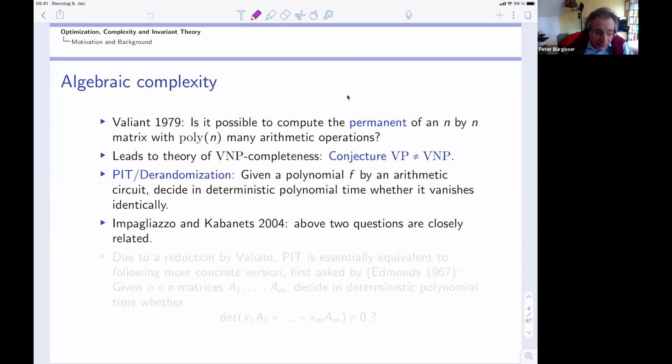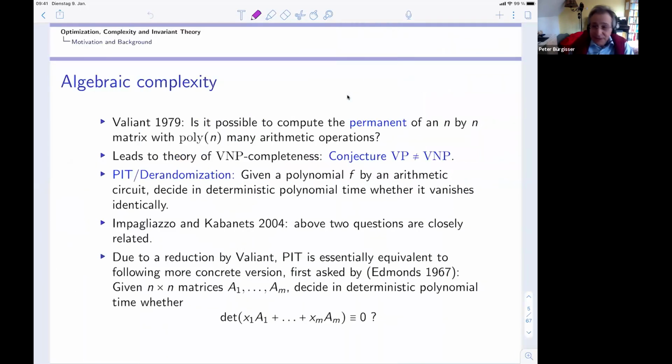This polynomial identity testing question can be phrased in a much more concrete way as follows. This is sometimes called the symbolic determinant identity test. You are given n by n matrices A1 up to Am. Then I form a formal linear combination with variables xi, and I ask whether the resulting symbolic matrix is the zero matrix or not. You may also think of a matrix where the entries are linear forms in the variables.